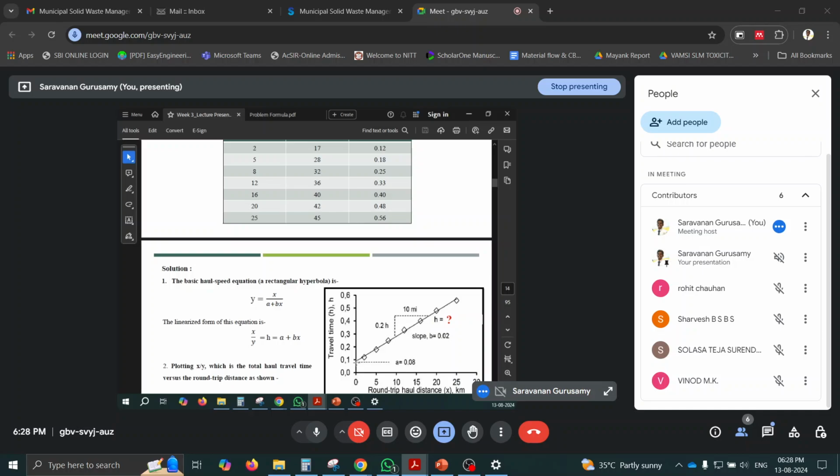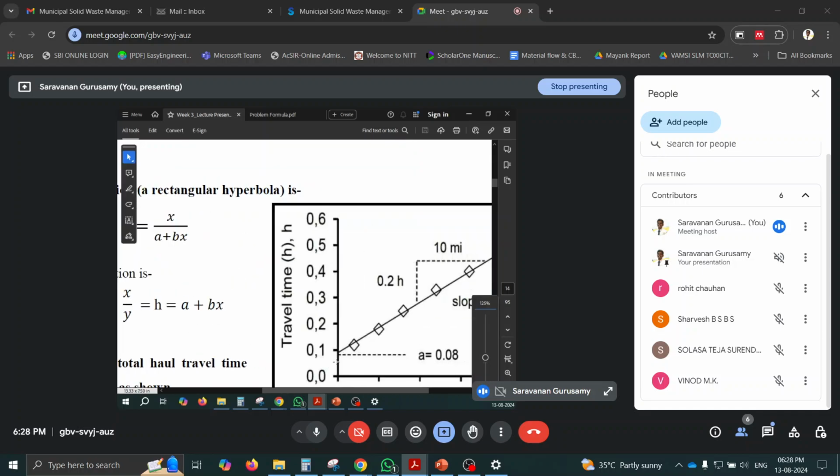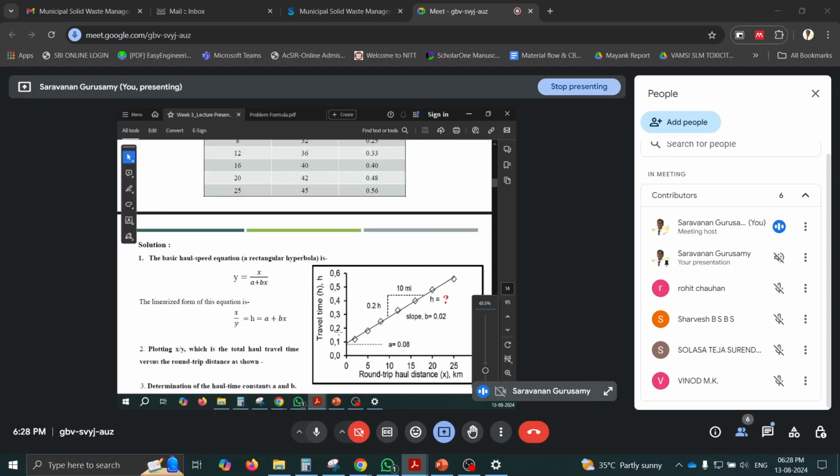You got it? Yeah, actually, the point is starting from 0.08, not exactly from 0.1, right, sir? If you zoom, you will get the answer. Yeah, it's 0.08, not 0.1. Or you can put it in Excel. You can easily find out.